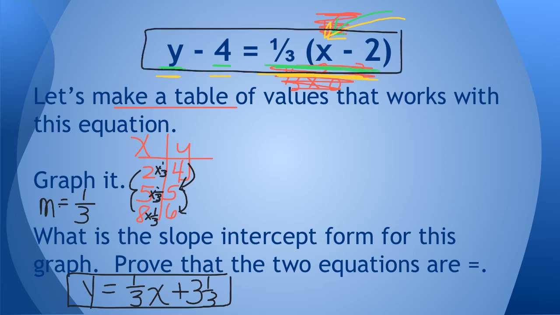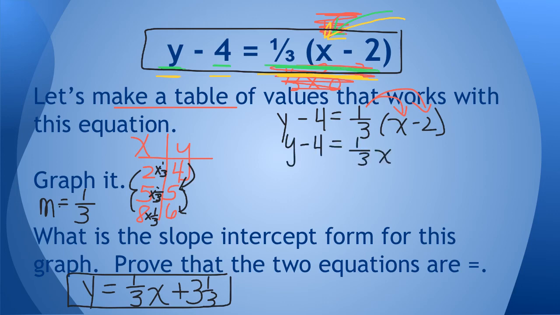I told you earlier that we could do some algebra magic and make this work. So y minus 4 equals 1/3 times x minus 2. All right, so we're going back a couple of units here. The first thing we want to do is distribute. So we're going to have y minus 4 equals 1/3 times x, and I'm going to make this an adding, a negative 2/3.